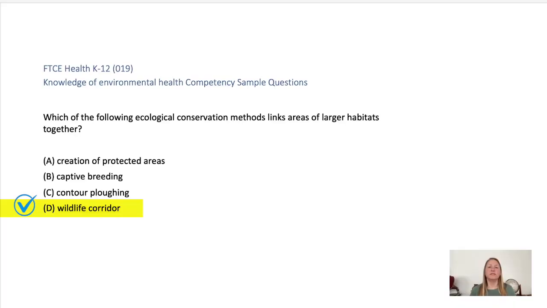The correct answer is D. Wildlife corridors are like roads for animals. Habitats are linked together using these corridors. They also connect wildlife populations that have been separated.